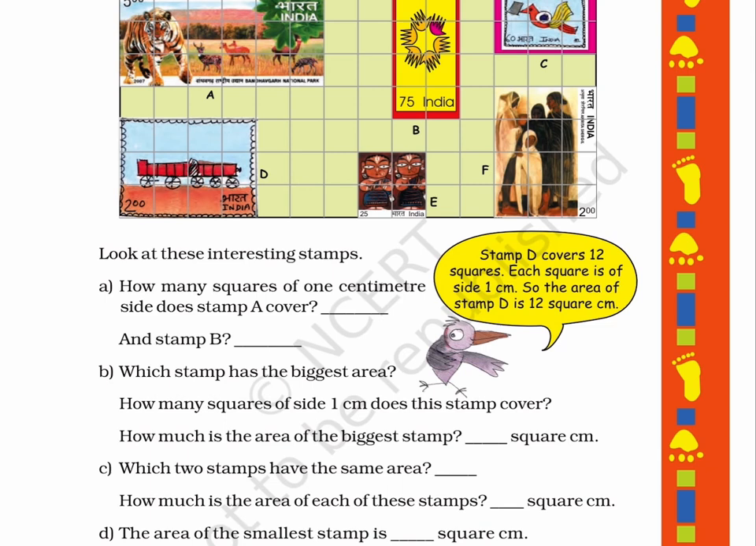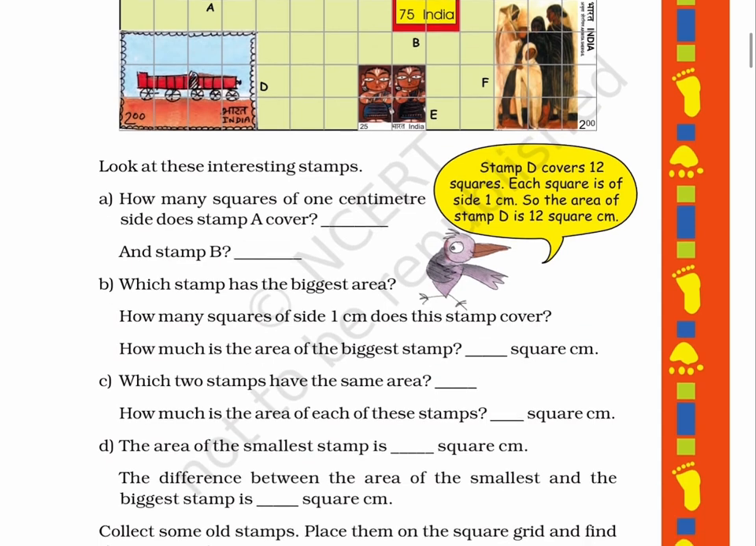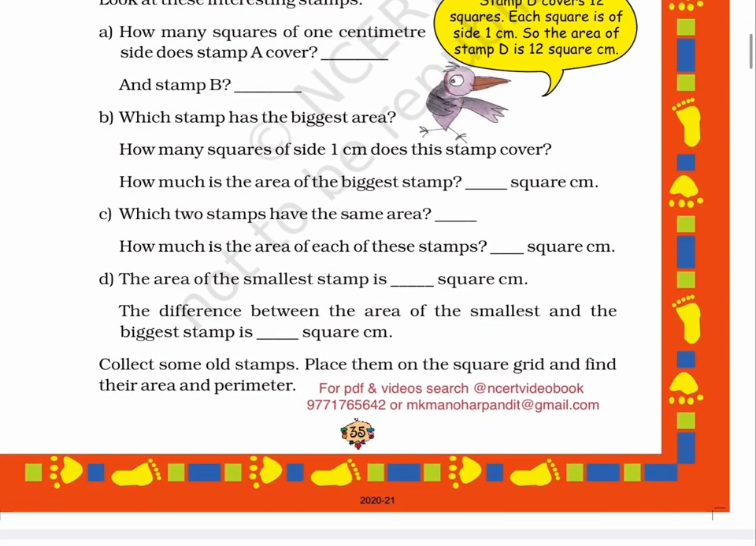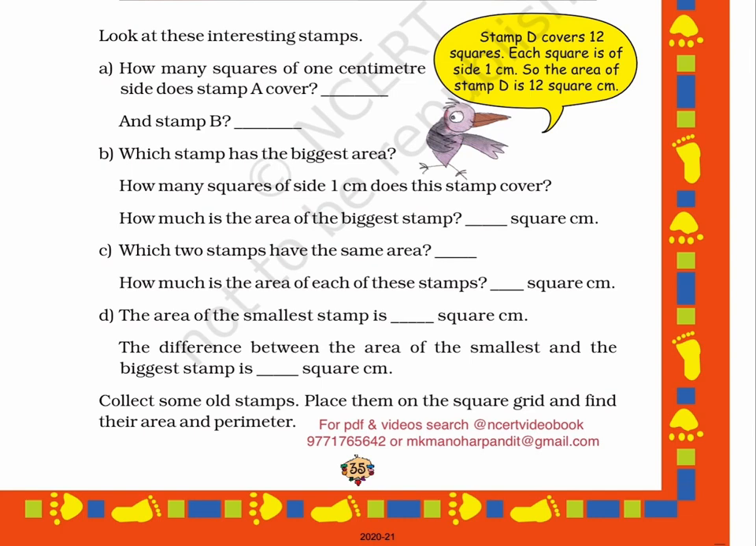B. Which stamp has the biggest area? How many squares of side 1 centimeter does this stamp cover? How much is the area of the biggest stamp? Square centimeters. C. Which 2 stamps have the same area? How much is the area of each of these stamps? Square centimeters. D. The area of the smallest stamp is square centimeters. The difference between the area of the smallest and the biggest stamp is square centimeters.